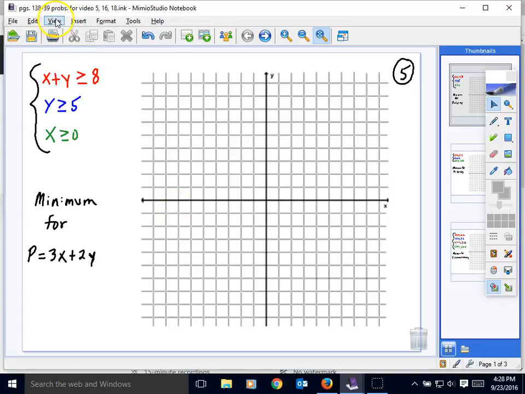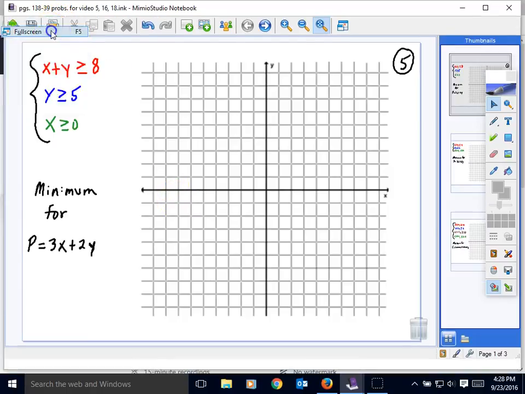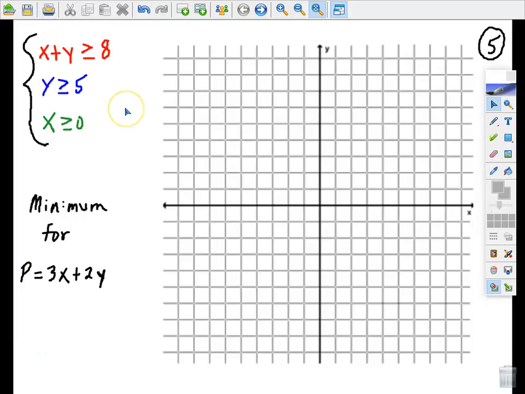I wanted to give you a little help with this linear programming homework. I've chosen 3 problems that we're going to do in this video. And this is page 138. And as you can see, this is number 5. So let's just work through this one.